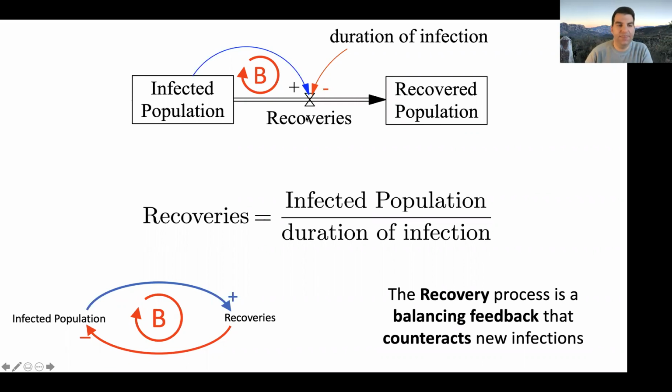And remember that there is an implicit negative link coming back from here. We don't ever explicitly draw this, but we have to remember that it's there. And that's what generates this balancing feedback loop. So this right here between infected population and recoveries generates a balancing feedback loop. And that is going to counteract new infections. As new infections come in and grow the infected population, this process is going to start to shrink the infected population to try to bring it back down to zero.